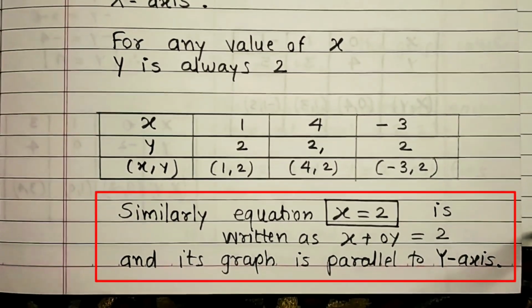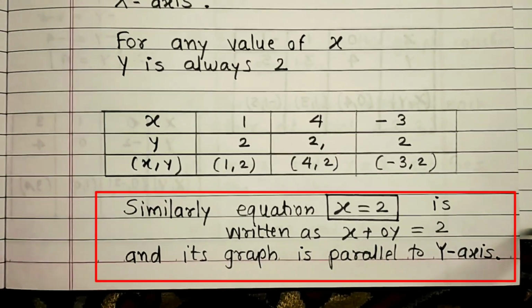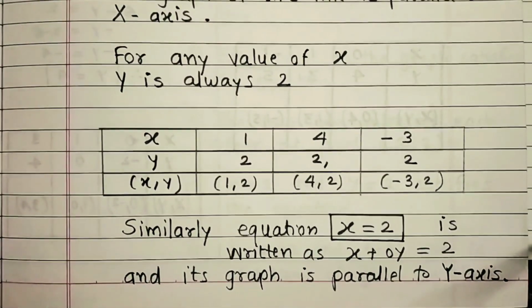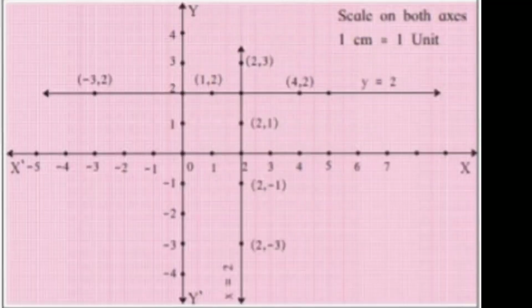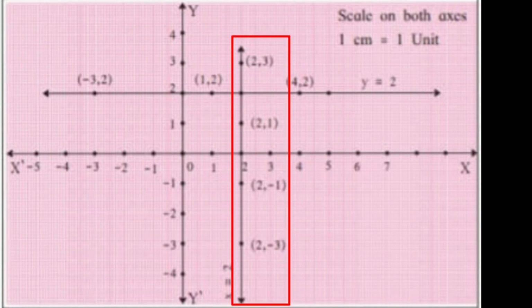Similarly, equation x is equal to 2 is written as x plus 0y is equal to 2 and its graph is parallel to y-axis. Scale, parallel to x-axis, parallel to y-axis.